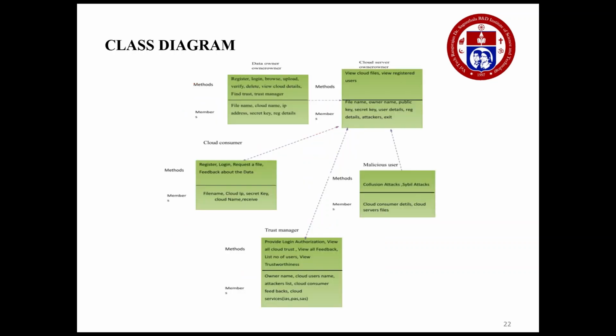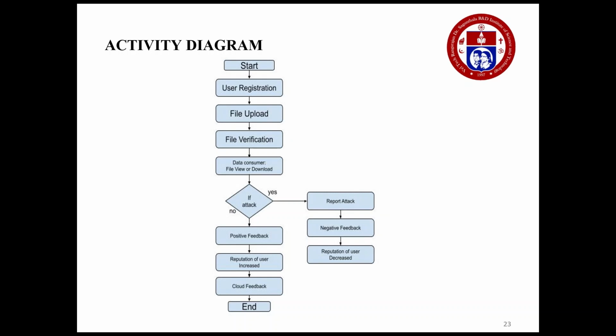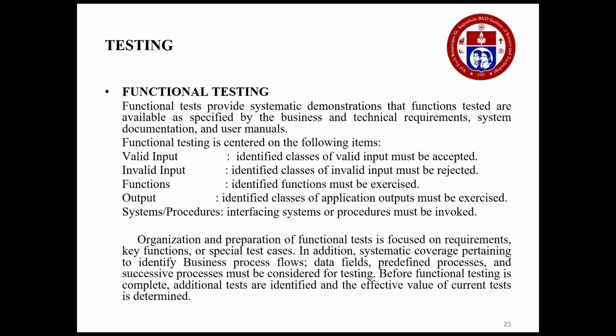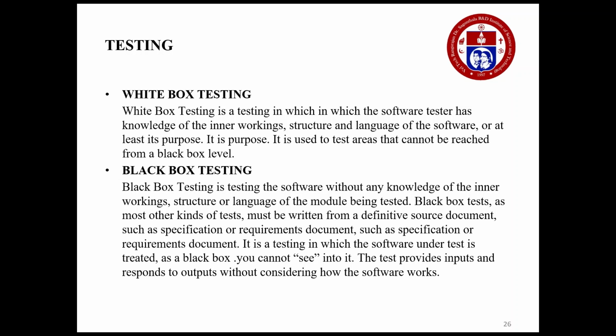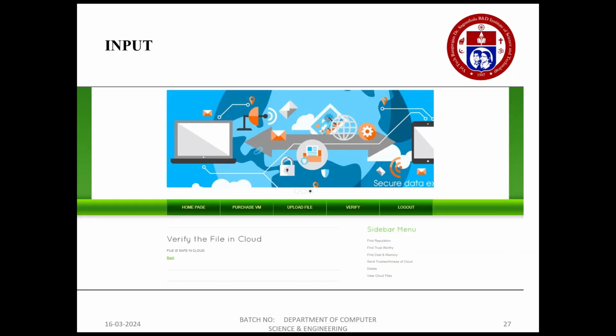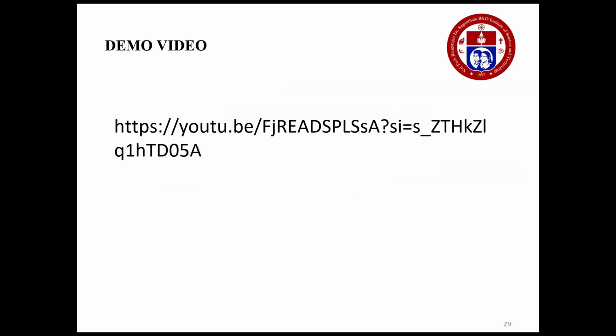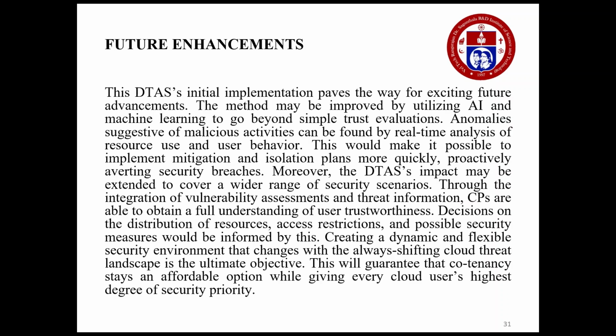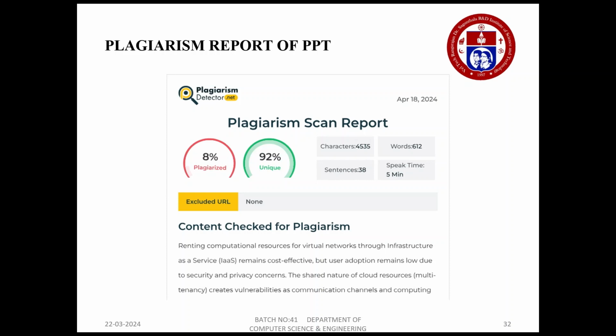And implementation. This is the implementation diagram based on the data owner, cloud consumer and malicious user, based on the cloud servers. After the cloud diagram, these are the data flow diagrams. These are the different types of data flow diagrams of our project. These are the sub data flow diagrams. And moving on to the ER diagram, and this is the sequence diagram of our project, and this is the use case diagram and class diagram based on the different classes, and this is the activity diagram based on the different activities.